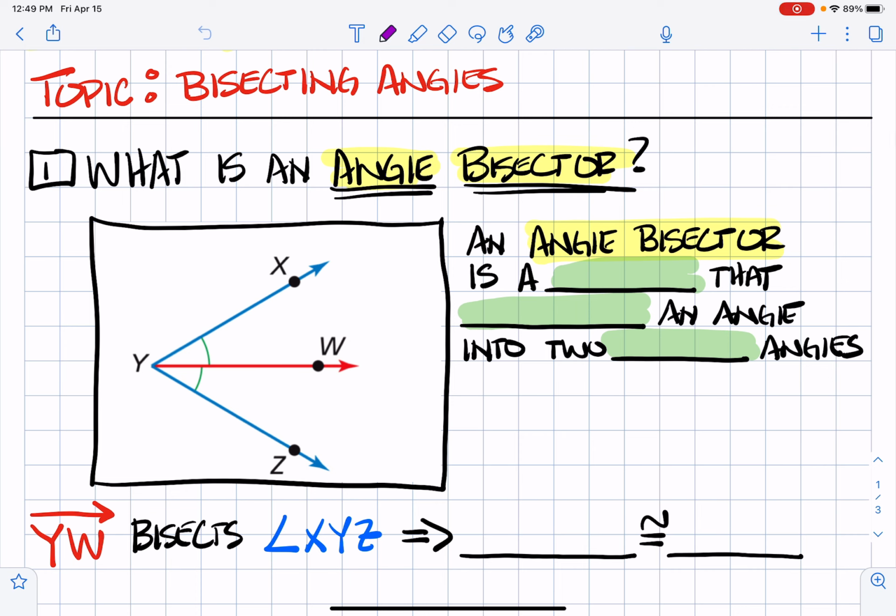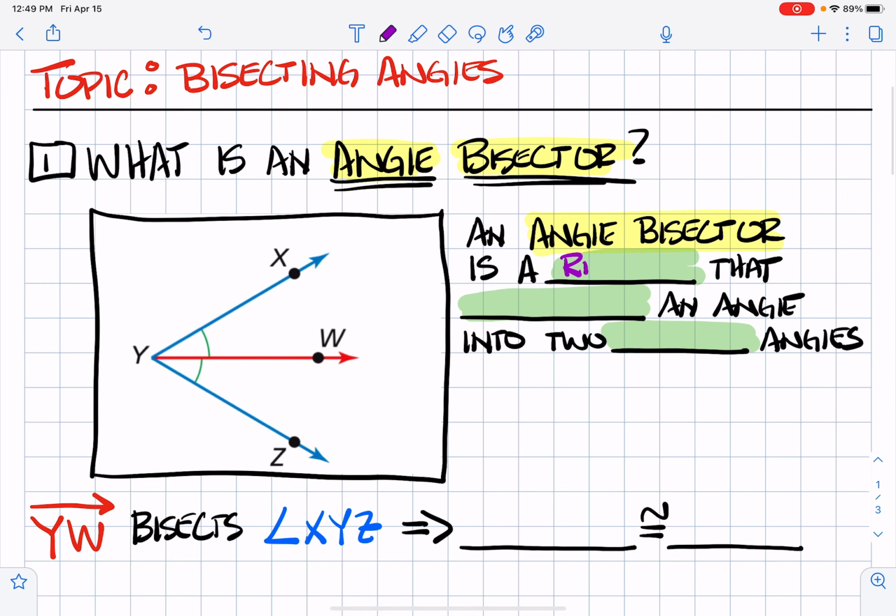Well, an angle bisector is just a ray that divides an angle into 2 congruent angles. So that's exactly what you think it would be, like it was back with line segments, right? So the midpoint of a line segment became a segment bisector. With an angle bisector, we're going to use a ray, and it is going to divide my angle into 2 congruent angles.